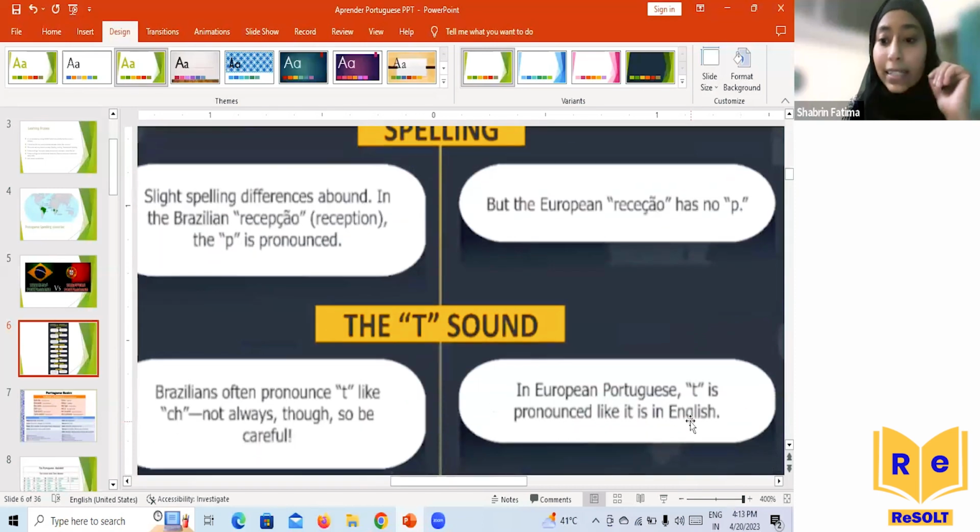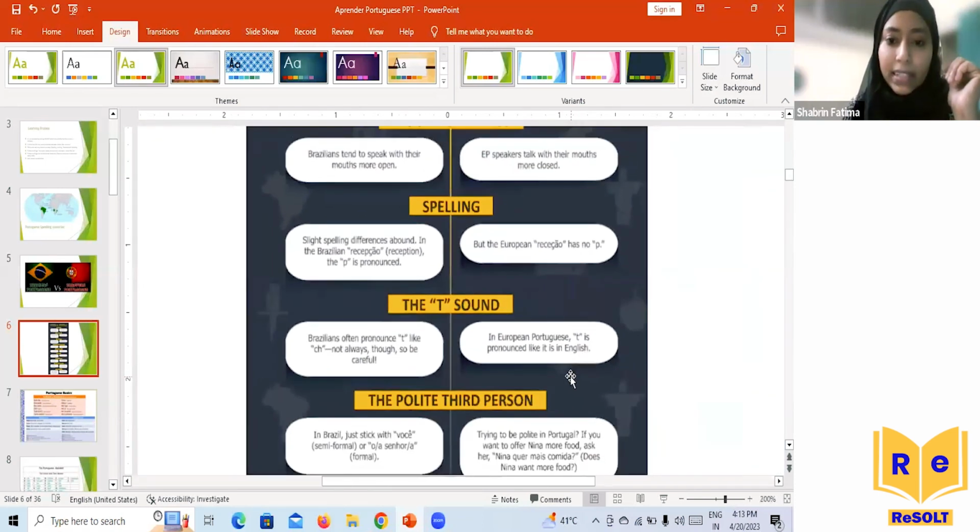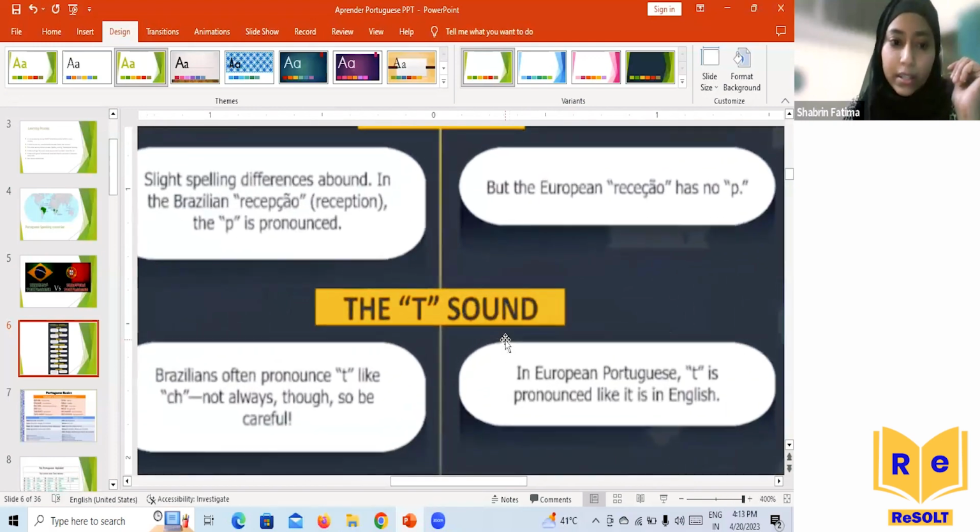Then we have the T sound. The difference in the T sound between these two languages. Brazilians often pronounce T like ch. In English we have the T, but their pronunciation is a ch. Not always though, so be careful. You need to study thoroughly for that. It's not always the case, but mostly they have the pronunciation of ch. Then in European Portuguese, T is pronounced like it is in English, as it is. So T is T in European Portuguese.